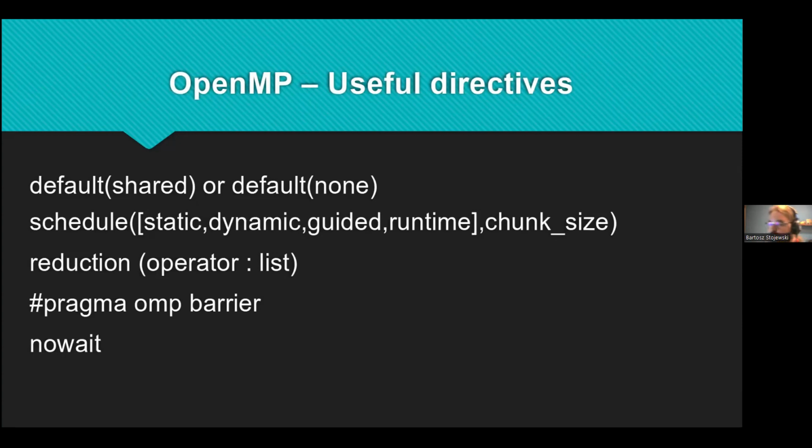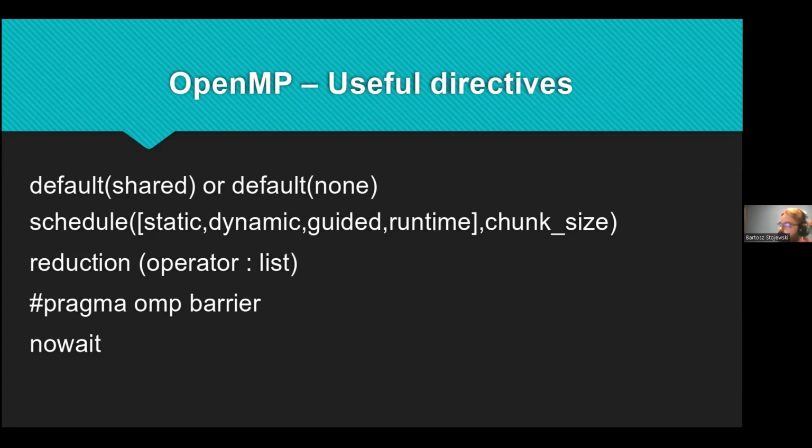Here we have some useful directives that we use in our OpenMP code. The default directive gives variables used in the loop default attributes, to determine whether they are shared or private. In C or C++, there are 2 ways to use this command: default shared or default none. In the first example, we declare that all variables are shared, and in the second one, we say that the variables are undefined, which means we need to define which are shared and which are private.